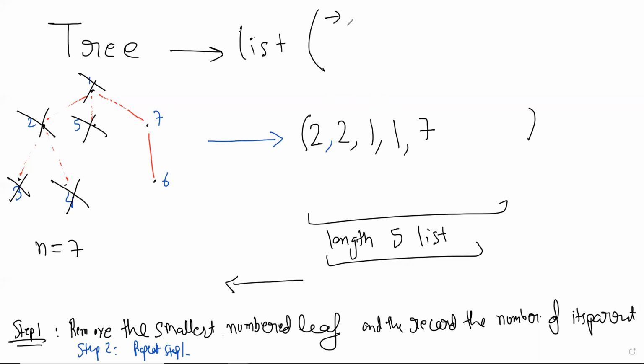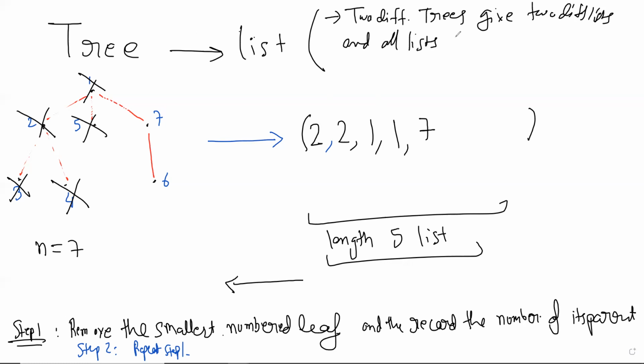Just not using the word bijection here, but the essence is, yeah, we'll condense matters soon, but for the time being, I want to show that 2 different trees give 2 different lists. Okay, and all lists can be obtained. This looks quite a tall task, right?